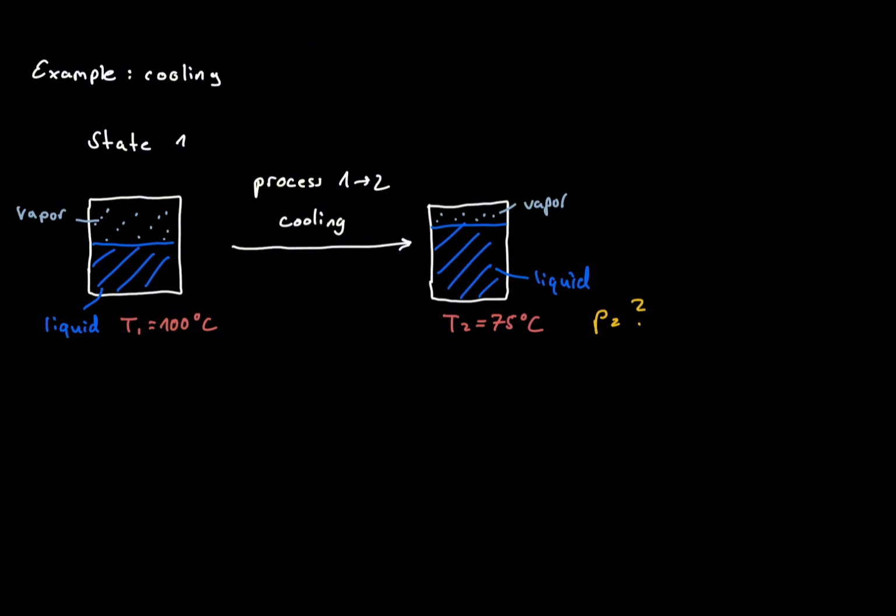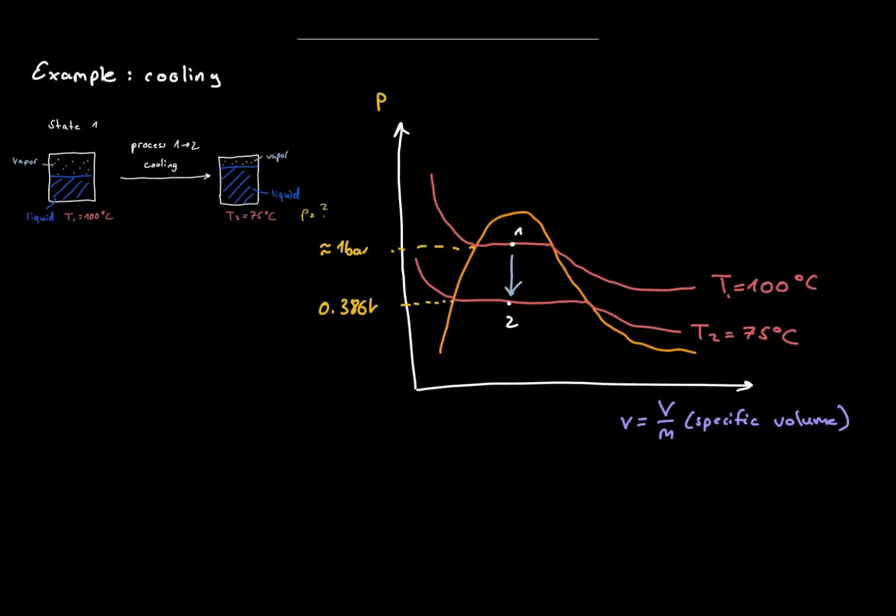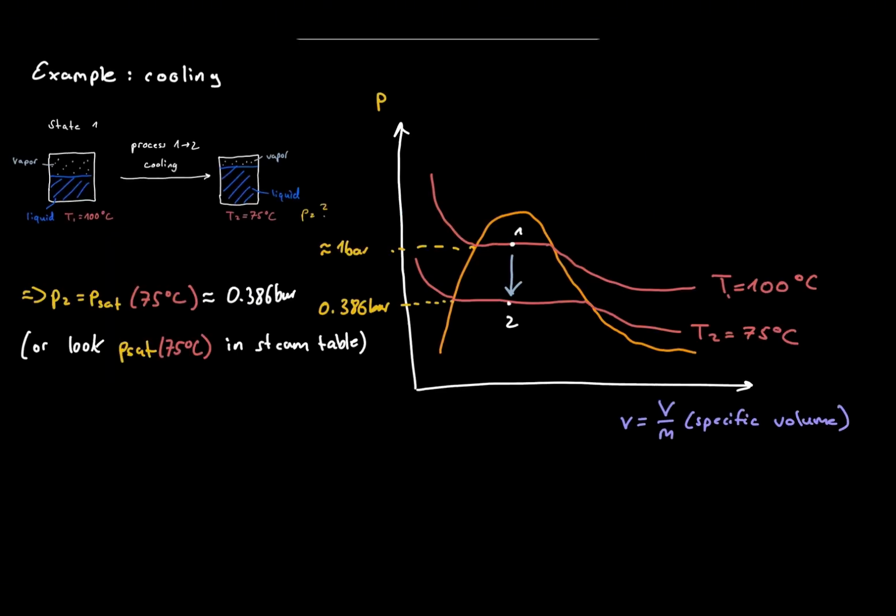If liquid water and vapor are both present, then the system is inside the dome. And once we know that, the logic becomes simple. Inside the dome, temperature determines pressure. So at 75 degrees Celsius, the pressure must be the saturation pressure at 75 degrees Celsius. Now we go to the steam tables and look up that value.